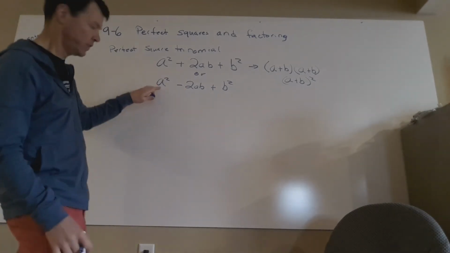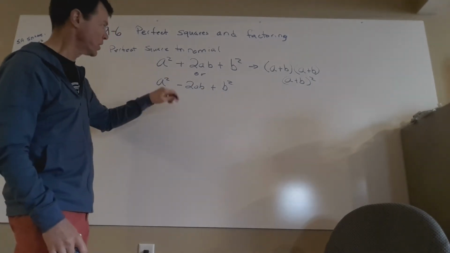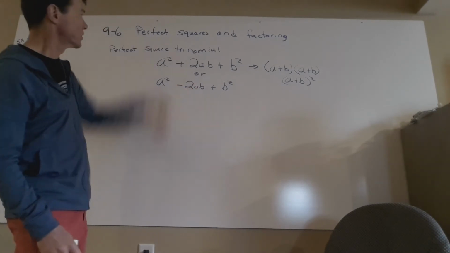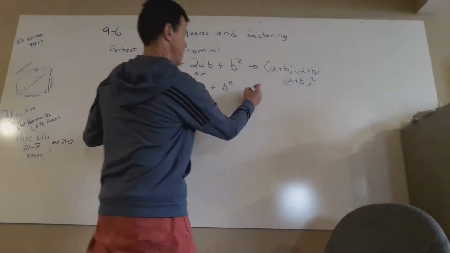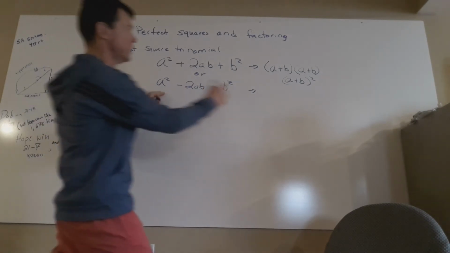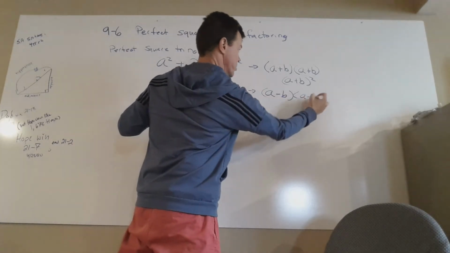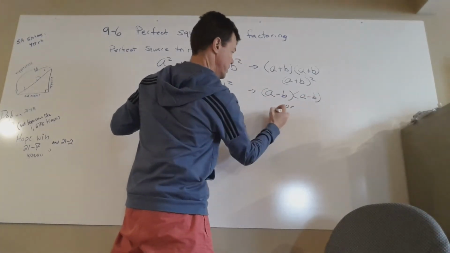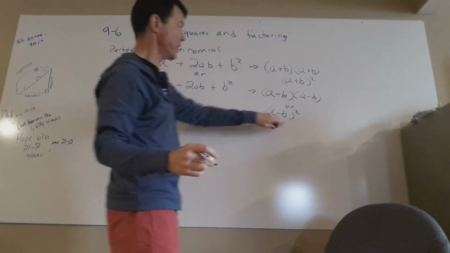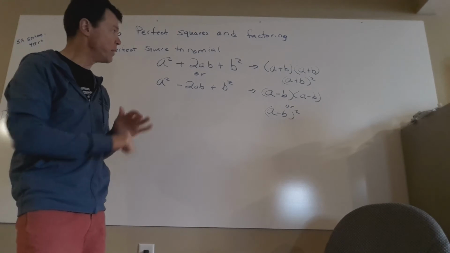So again, take the square root of the first term and the square root of the last term, multiply them, then multiply by 2, and if that's the center term, then you have a perfect square that can be factored. The only difference is that because this is a minus and this is a plus, you have a minus b times a minus b, or a minus b quantity squared. So this is the form it's going to be in.